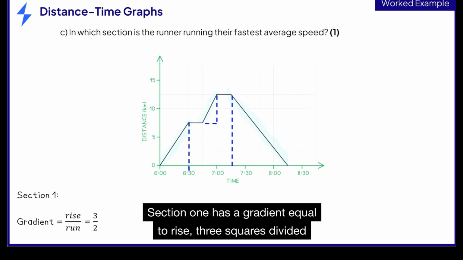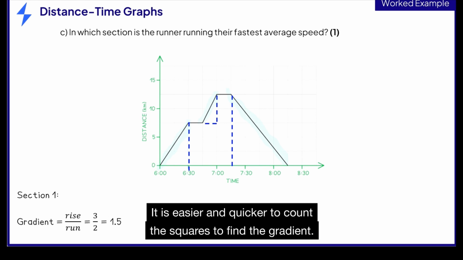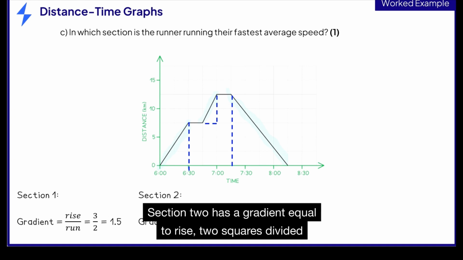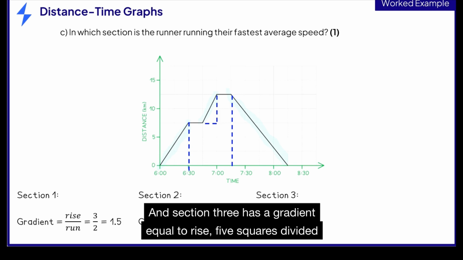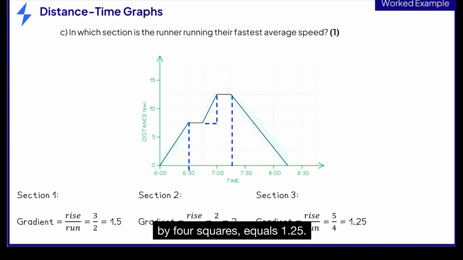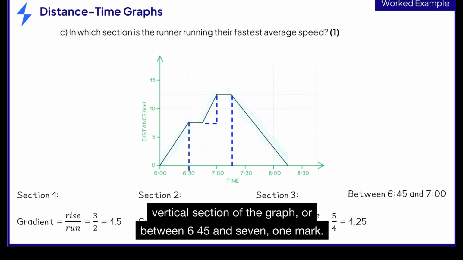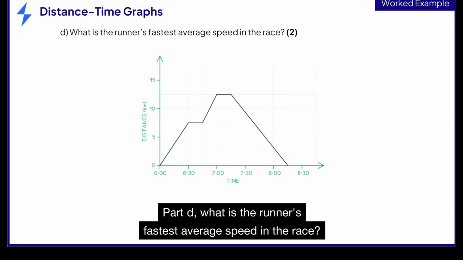Section 1 has a gradient equal to rise 3 squares divided by run 2 squares, which equals 1.5. It is easier and quicker to count the squares to find the gradient. Section 2 has a gradient equal to rise 2 squares divided by run 1 square, which equals 2. And section 3 has a gradient equal to rise 5 squares divided by 4 squares, which equals 1.25. The runner runs their fastest average speed in the second non-vertical section of the graph, between 6:45 and 7. 1 mark. Part D, what is the runner's fastest average speed in the race?